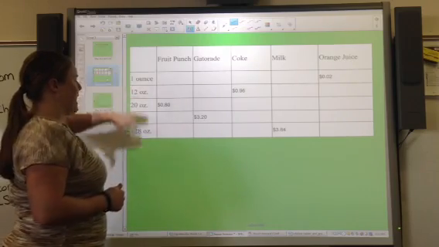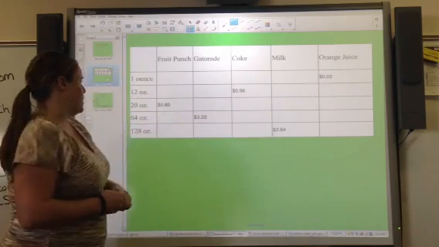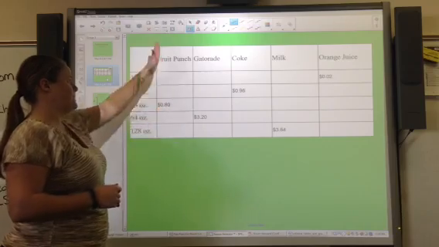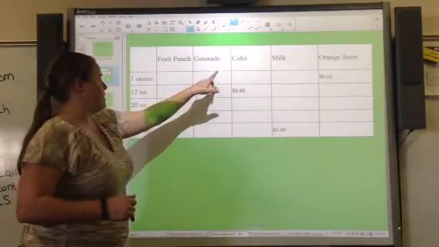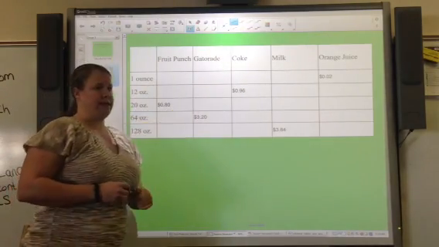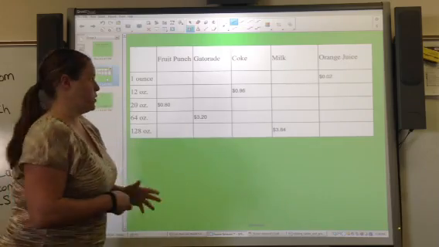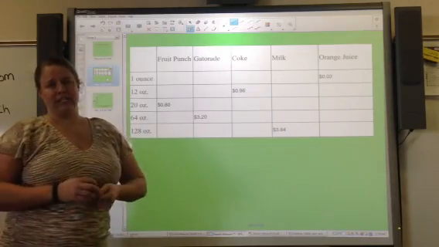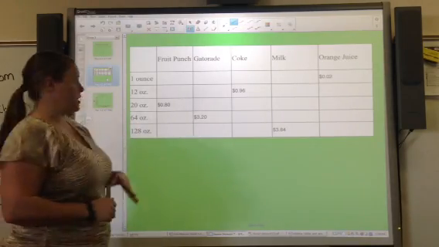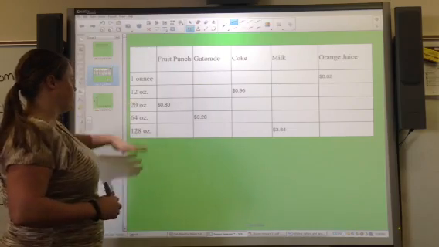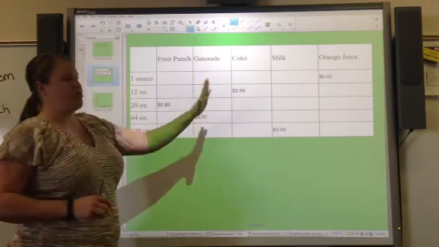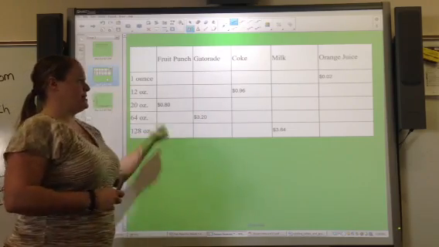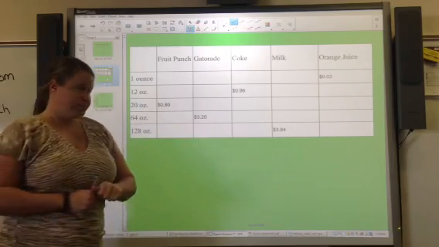the per ounce cost. So I've got 20 ounces costs 80 cents for the fruit punch, where a Coke for 12 ounces costs 96 cents, again at the grocery store. Your example in class today is dealing with different foods at the grocery store. You have different ounces over here, and you have different prices on the inside. I wanted to give you an example of how to do it before you got started today.